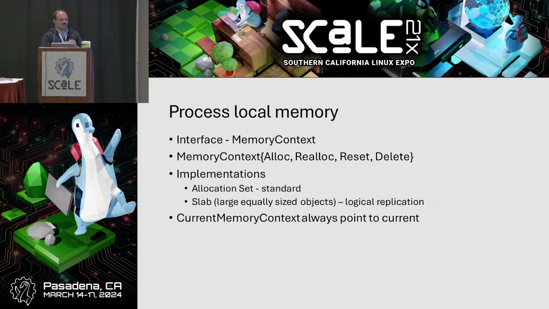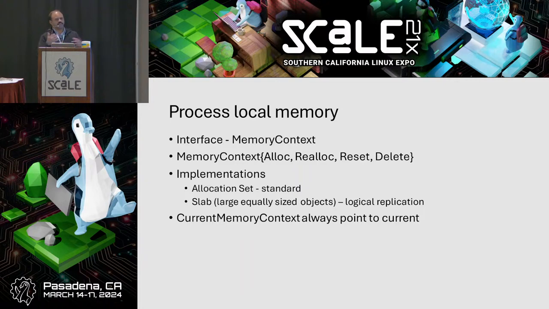So Postgres offers this infrastructure called memory context. And memory context has various APIs, right? Like alloc, realloc, reset, delete, all of these APIs. It is sort of an interface model where there is memory context, and then you have implementations of this. A typical implementation is alloc set, which is what is used in most cases.